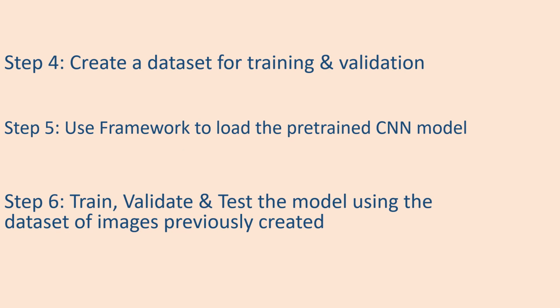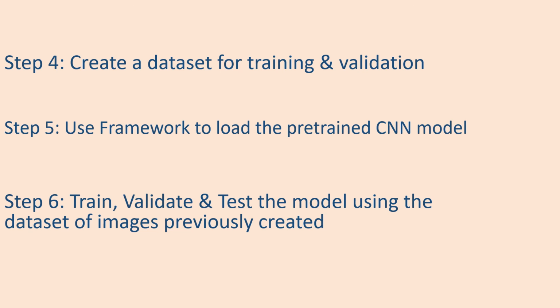Performance of the CNN model depends on the data set also. If you have a very good data set, then the performance will also be better. A data set consists of images of different classes. For example, if you're working on image classification to classify between cat versus dog, then your data set will have plenty of images of cats and dogs, which can be used for training and validation. So that is step 4.